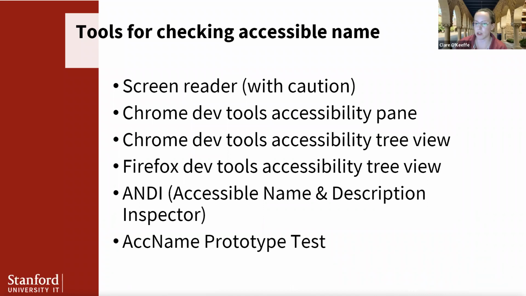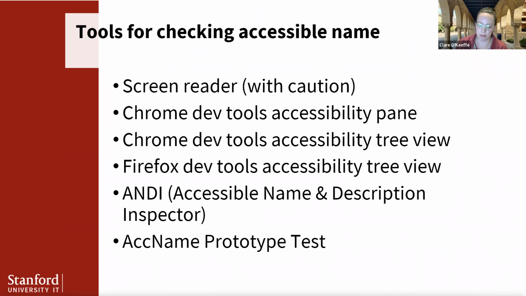There's a tool called Andy, which stands for Accessible Name and Description Inspector. This is a tool put out by the Social Security Administration. It's a handy tool for testing a number of things regarding accessibility, but this is just one aspect that you can use it for, which is checking the accessible name of things. It does plenty of other cool stuff as well.